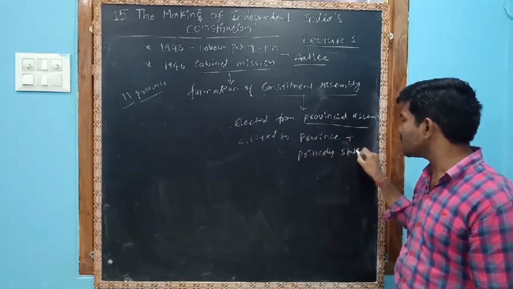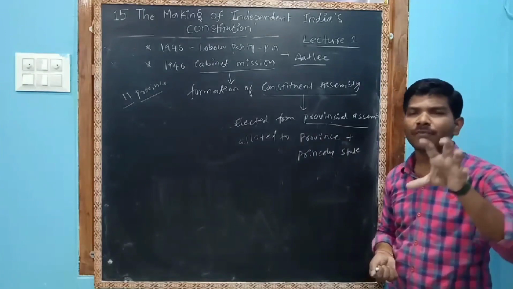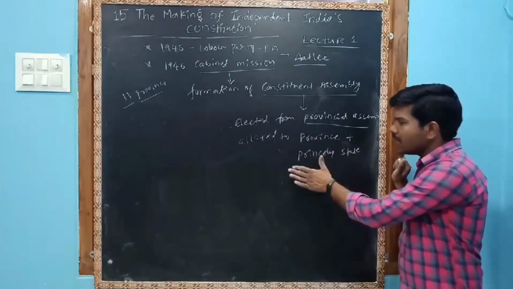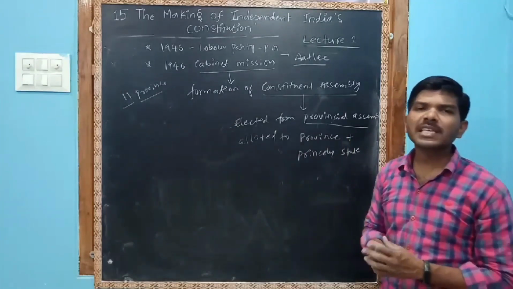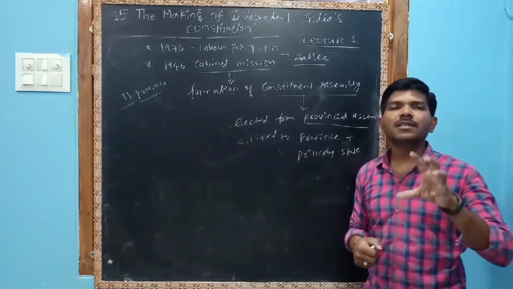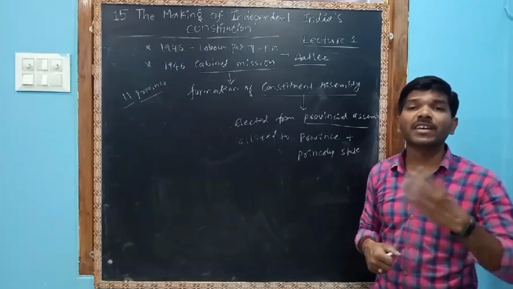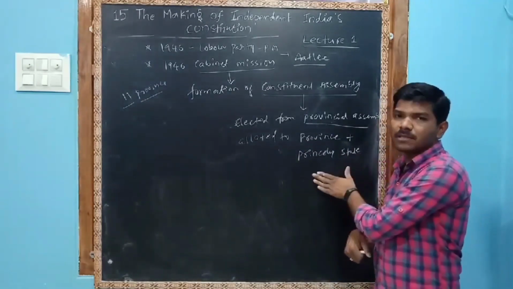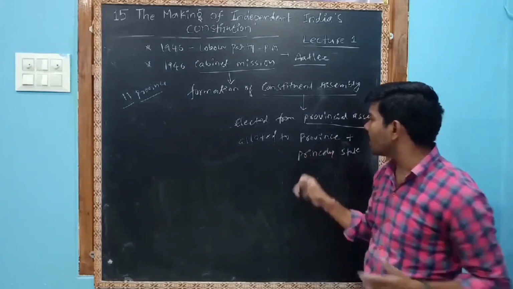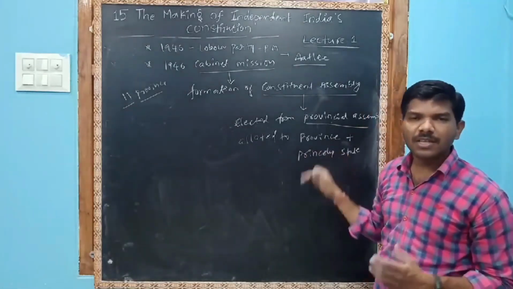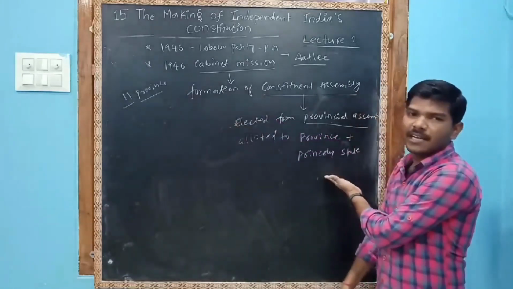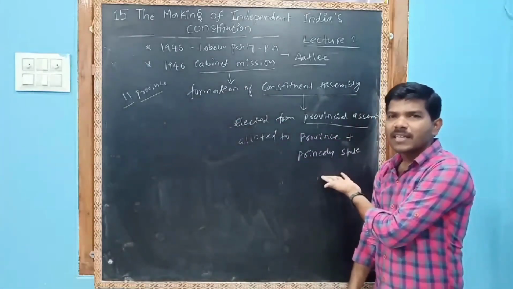Princely states means they wanted to make a constitution of India that includes the provinces and also the princely states. Princely states means the kingdoms which are under the control of the kings. So they are electing persons from the British's area and also the King's area.